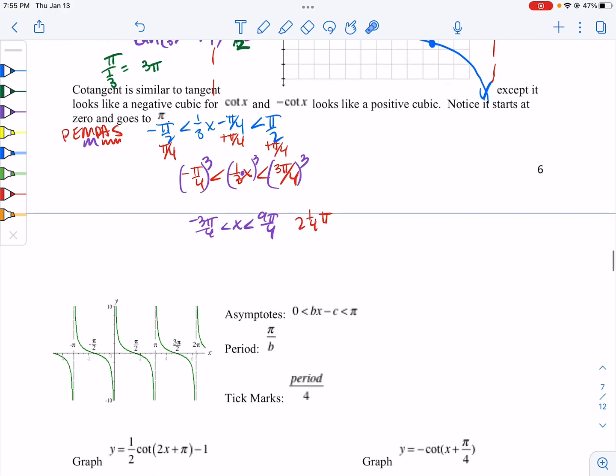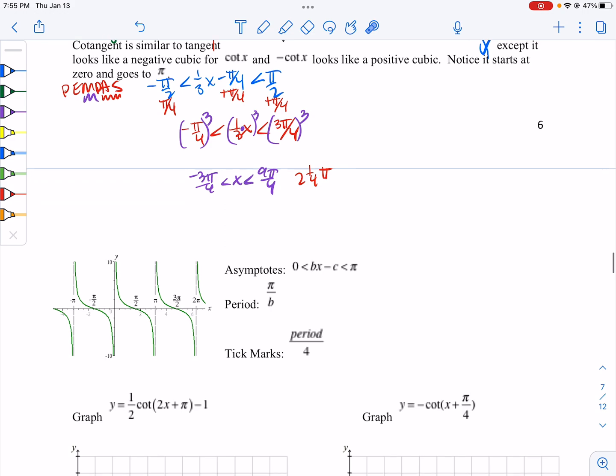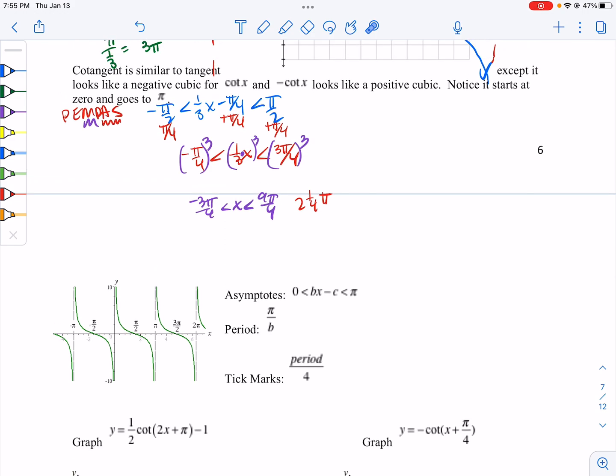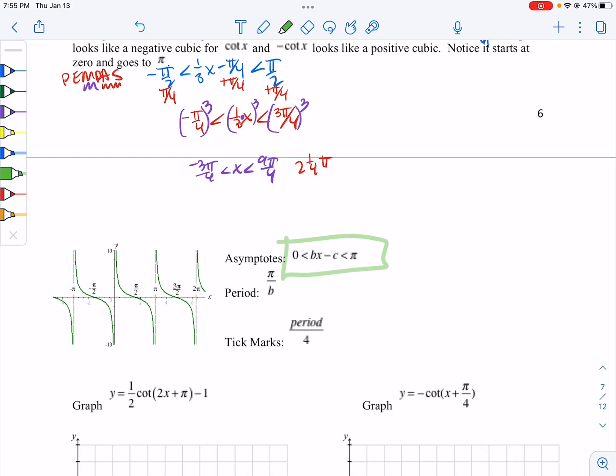We're going to look at cotangent graphs. Cotangent graphs are similar to how we did our tangent graphs, but there's a difference in the parent graph. First of all, instead of being between negative pi halves and pi halves, your cotangent goes between 0 and pi. Also, the parent graph of cotangent looks like a negative x cubed, or a negative tangent. So a negative tangent looks like a cotangent, and a negative cotangent looks like a tangent.